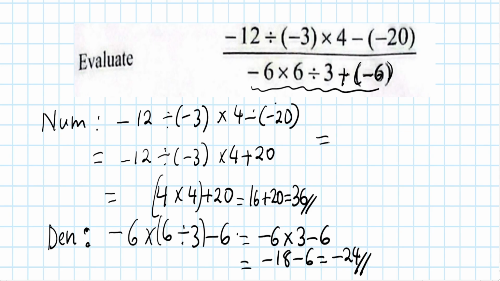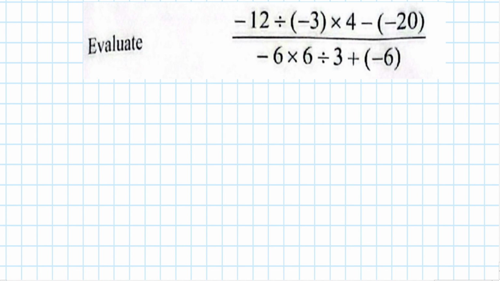So we then do numerator divided by denominator. So we take 36 divided by negative 24. This is the numerator, this is the denominator. That's 36 divided by negative 24, which will give you, I think, negative 1.5. If you divide it, it's going to give you negative 1.5.